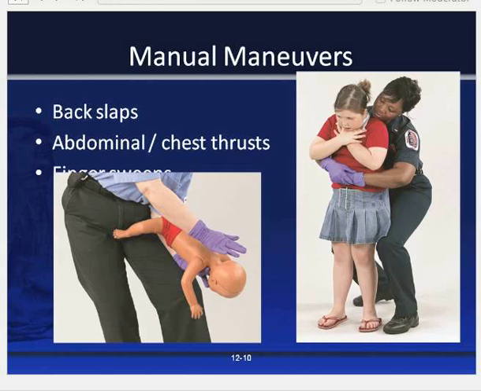Clearing the airway. So how do we manage those foreign body airway obstructions? The removal of foreign material from the airway is critical for patient survival. Manual techniques that may be used to clear the foreign body airway obstruction from the upper airway include back slaps, abdominal and chest thrusts, and finger sweeps.